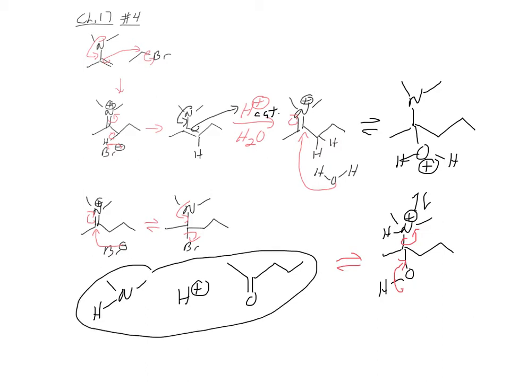And notice all equilibrium arrows, because this is the same starting materials we use to make an enamine, a secondary amine and a ketone. These are the same starting materials we use to make the enamine in the first place, so it's just working backwards. A lot of times you make the enamine because it's a better nucleophile. So you do your reaction with it, and then you want to take it off, and that's what you do here.